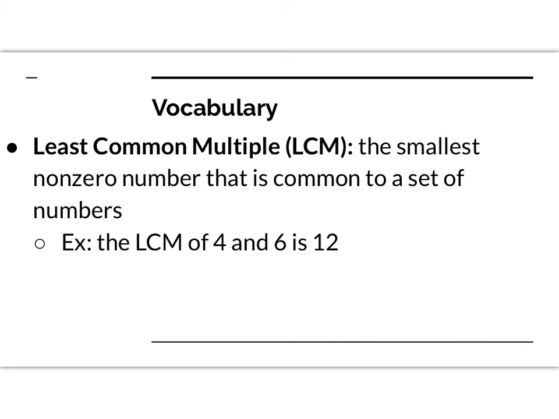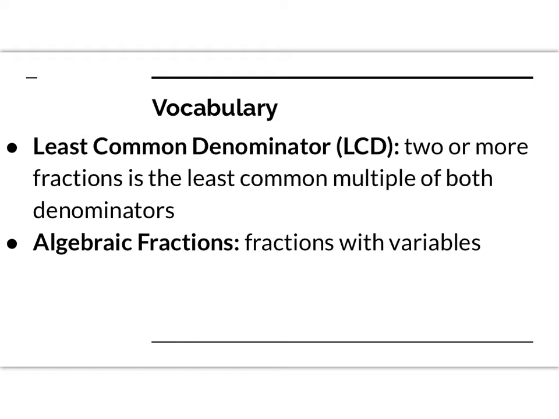Here's our objective. Our vocabulary: least common multiple is the smallest number that is common to a set of numbers. If you run through the multiples of 4 and 6, 4 times 1 is 4, times 2 is 8, times 3 is 12. For 6, 6 times 1 is 6, times 2 is 12. And there's your lowest common multiple, the first number that both numbers multiply into. You've got your least common denominator. That's the lowest common multiple for the bottoms of fractions.